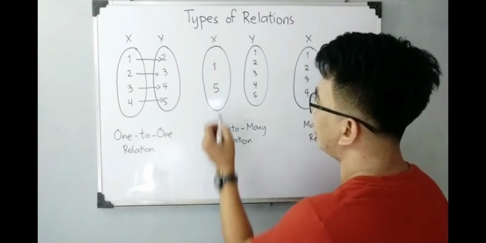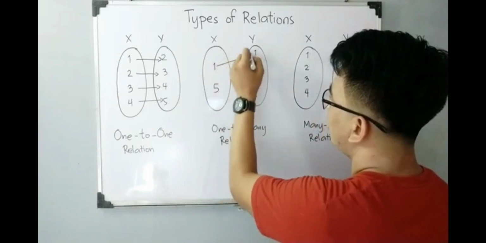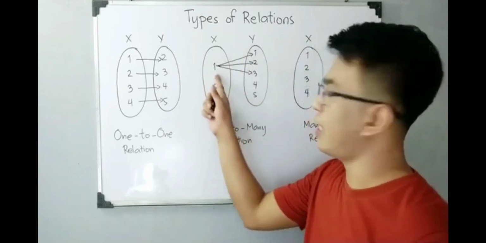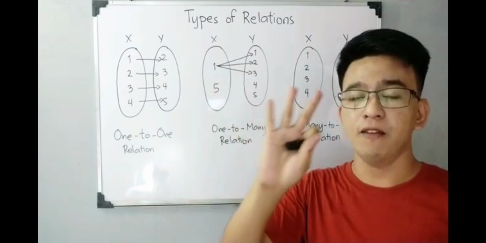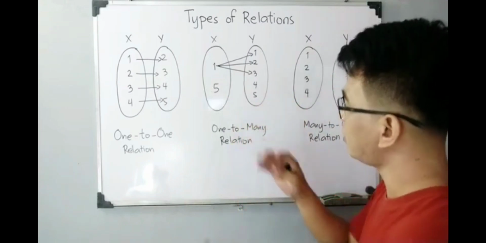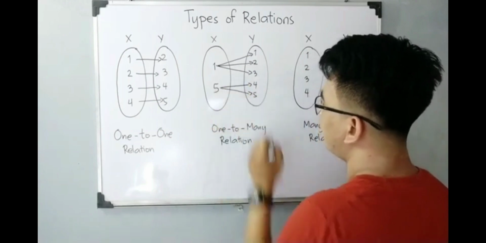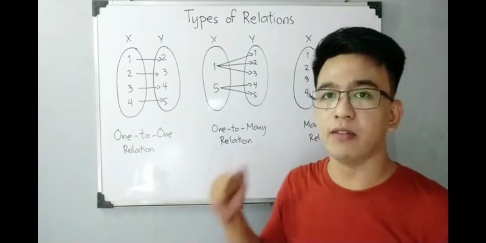Ang one-to-many natin, let's say for example, 1. Kapag meron siyang correspondence na greater than 1. Okay? So as you can see, yung 1 value natin for x, it corresponds to 3 values for y. And yung 5 naman natin, it corresponds to 5 and 4. So ito ay example ng one-to-many relation.